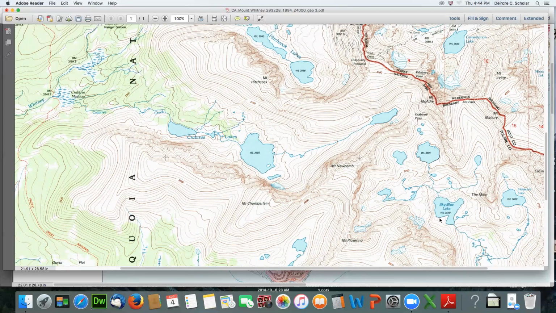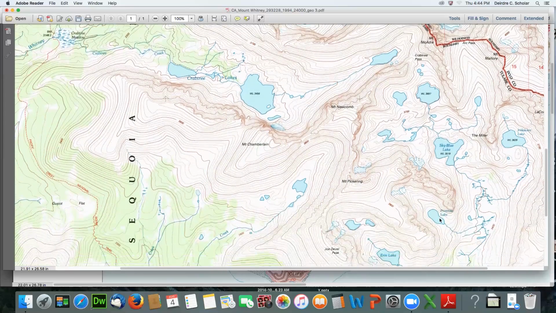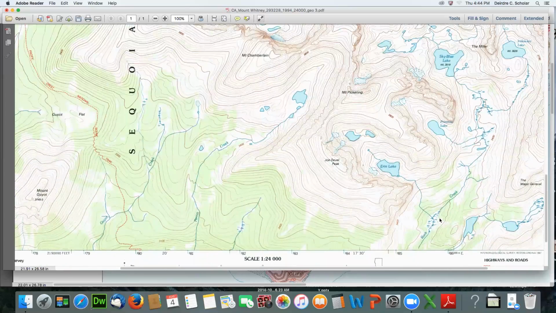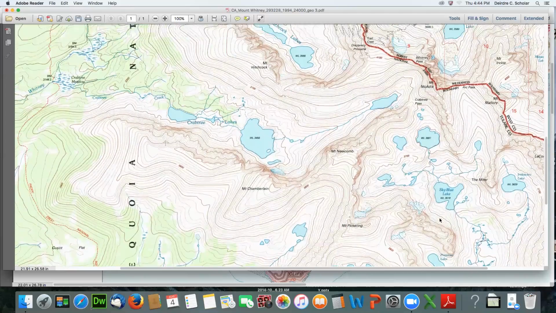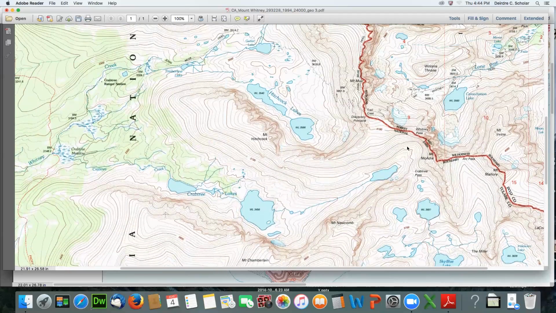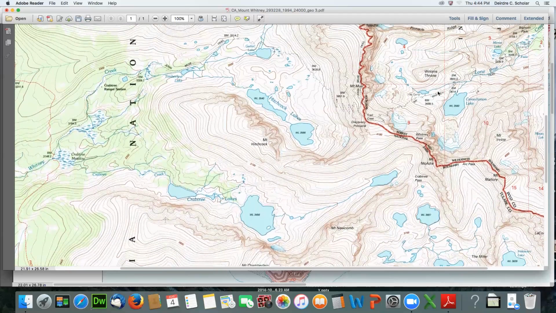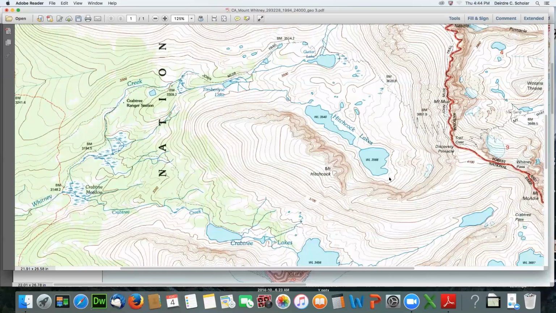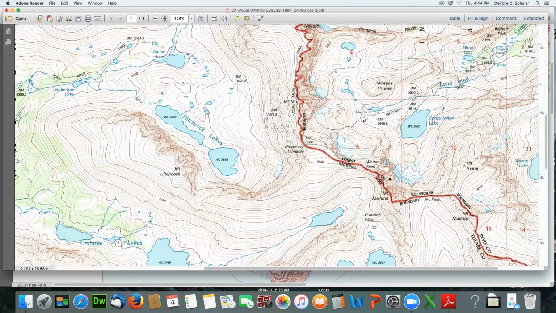The next question has to do with Consultation Lake and Wotan's Throne. So let's find those places. Here's Consultation Lake, and here is Wotan's Throne. Let me zoom in even further on this area.